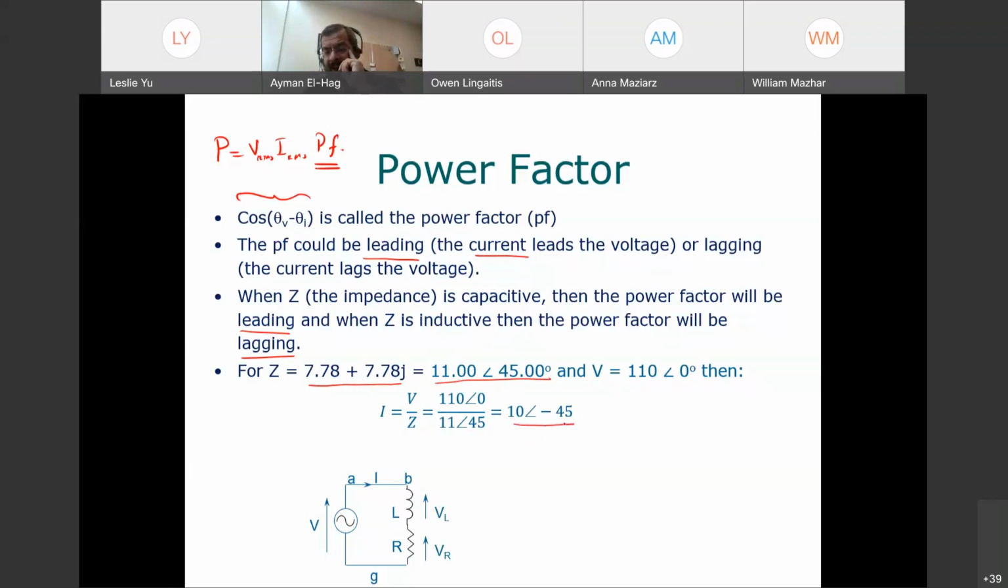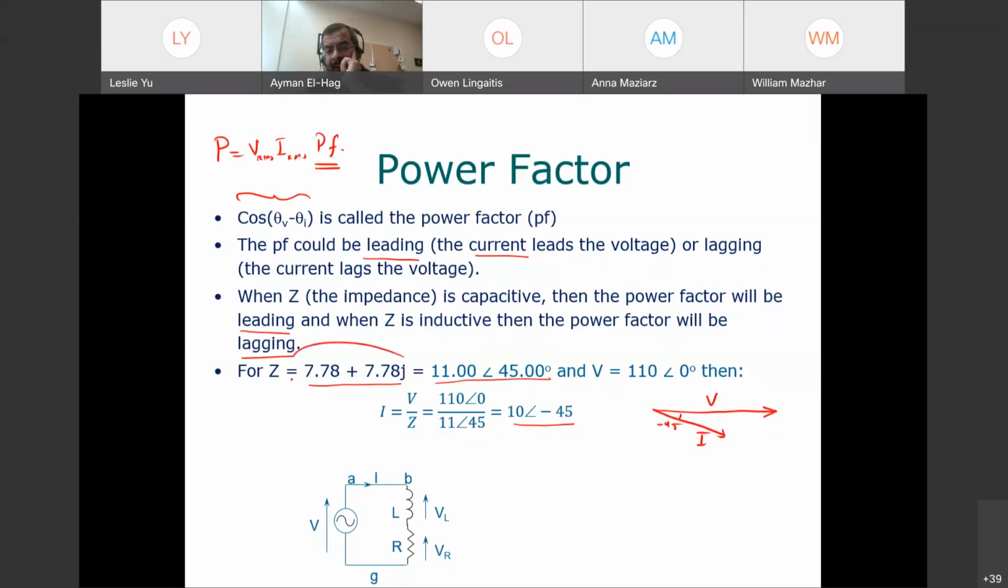So we'll see that the current has an angle of what? Minus 45. So if I want to draw the vector diagram for this, the voltage will have an angle of 0. This is your V. And the current will have an angle of minus 45. This is your I. So here is what we meant by the current lags the voltage. The current comes behind the voltage, okay? So this is a very important thing.